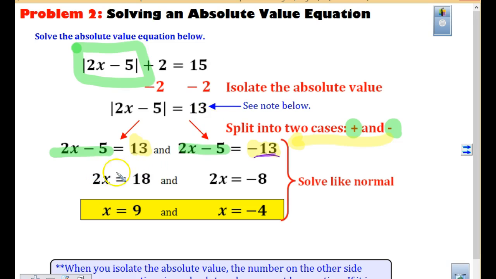And now you solve it two ways. How are we solving this? Like normal, you add 5, here you're adding 5, you're adding 5. Negative 13 plus 5 gives us negative 8. Positive 13 plus 5 gives us 18. We are then dividing, division property of equality, by 2. And I get my solution, 9 and negative 4.